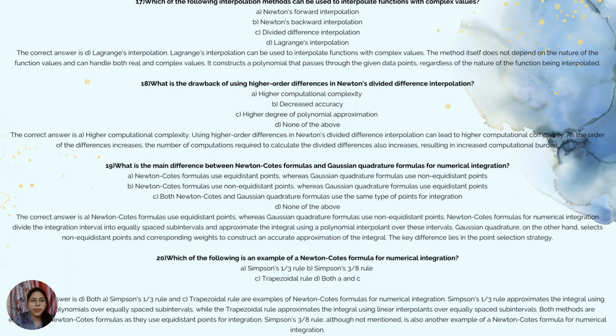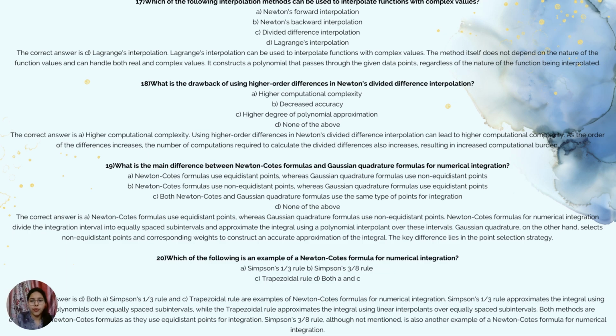Question number 19. What is the main difference between Newton-Cotes formula and Gaussian quadrature formula for numerical integration? A. Newton-Cotes formulas use equidistant points, whereas Gaussian quadrature formulas use non-equidistant points. B. Newton-Cotes formulas use non-equidistant points, whereas Gaussian quadrature formulas use equidistant points. Option C. Both Newton-Cotes and Gaussian quadrature formulas use the same type of points for integration, and option D. None of the above. The correct answer is A. Newton-Cotes formulas use equidistant points, whereas Gaussian quadrature formulas use non-equidistant points.